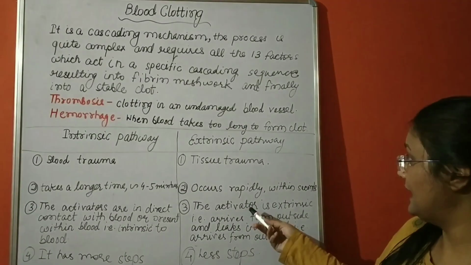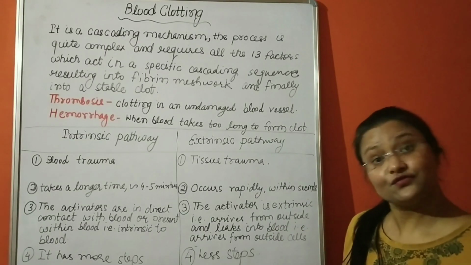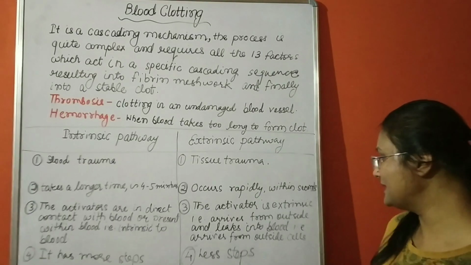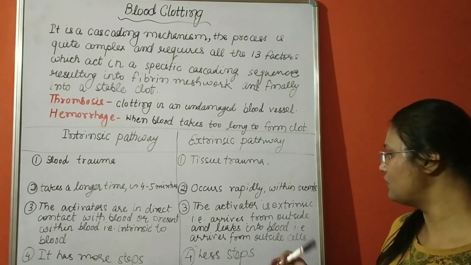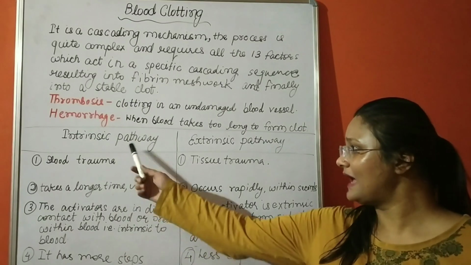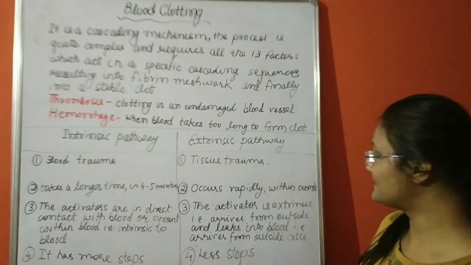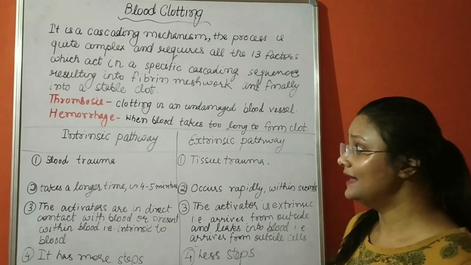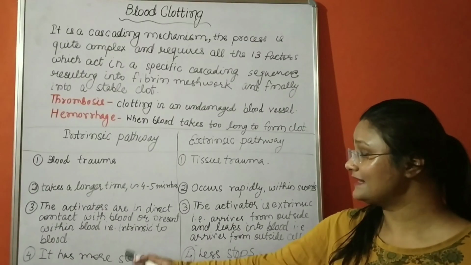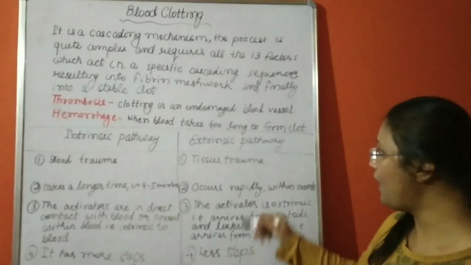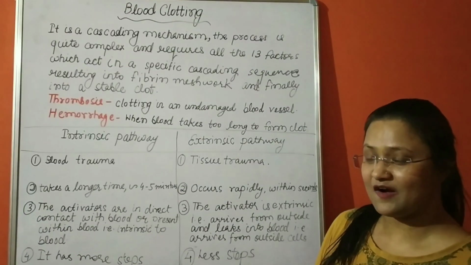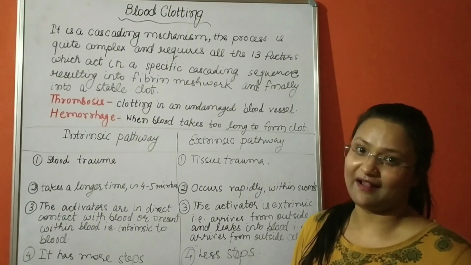But in the extrinsic pathway, the activators arise from outside, like they leak into the blood vessel to mix with blood. So they arise from outside cells, from some other tissues. And the fourth difference is that the intrinsic pathway has more steps, whereas the extrinsic pathway has fewer steps. So now let us discuss the extrinsic and intrinsic pathways in detail, and how their mechanisms of action differ.